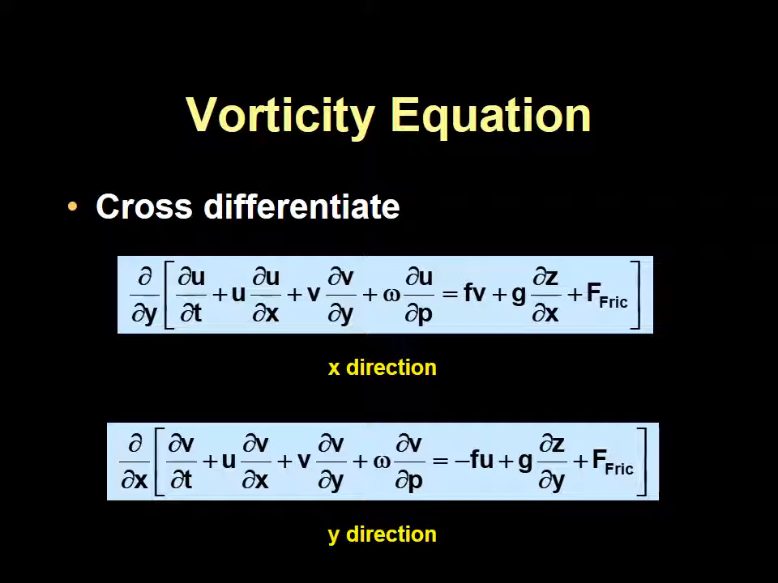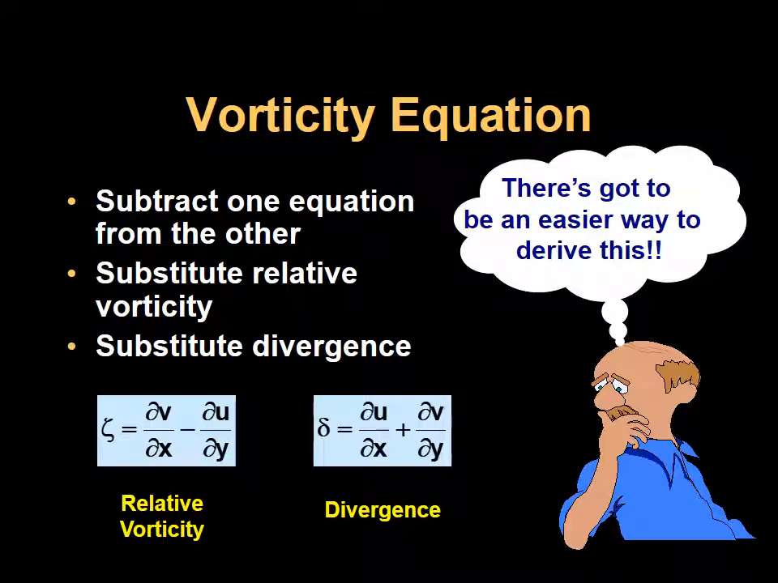And then what we're going to do is some calculus. We're going to take the derivative of the equation of motion in the x direction with respect to y, and the equation of motion in the y direction, we're going to differentiate it with respect to x. In other words, we're cross-differentiating. When we do that, we get a mess, and it is a lot of terms. So we're going to simplify those terms.